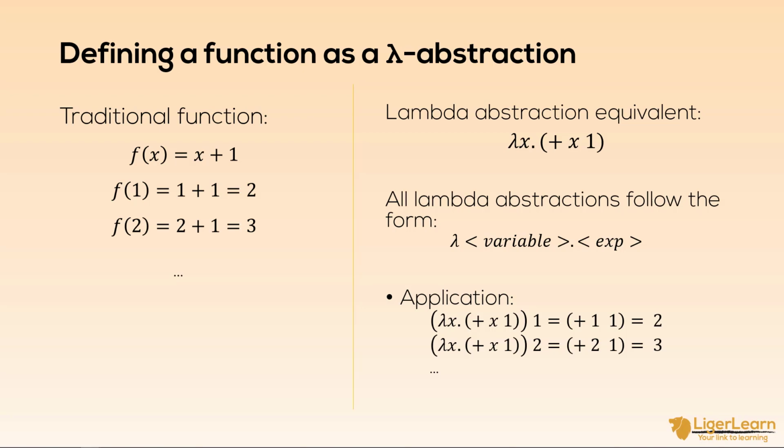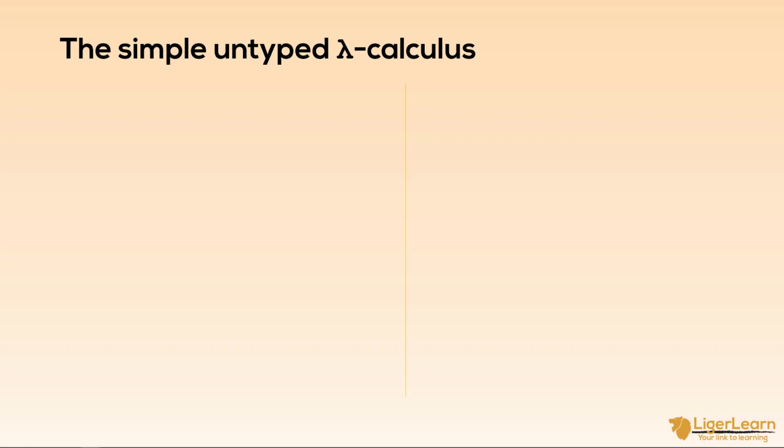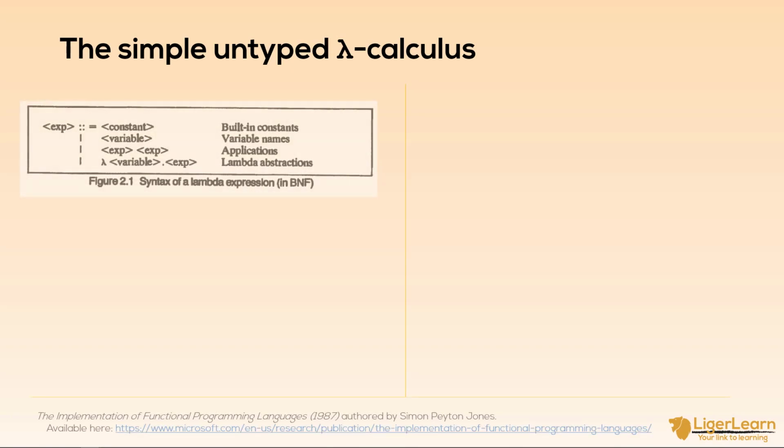So, to summarize, a lambda abstraction is essentially a way of defining a function in the lambda calculus. But what exactly is the lambda calculus? Take a look at the figure which I've taken from the book by Simon Peyton Jones.